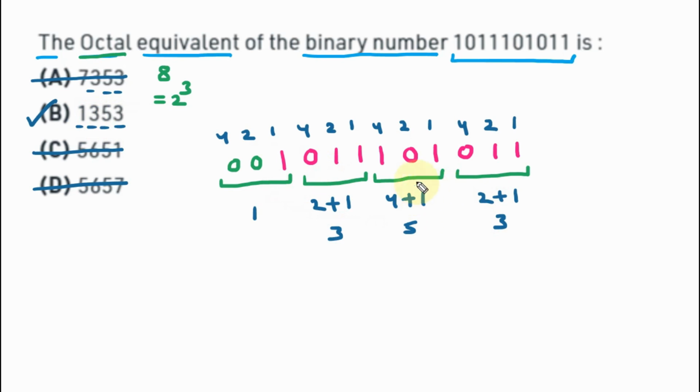So this is the shortcut method by which we can convert binary number to the octal number.